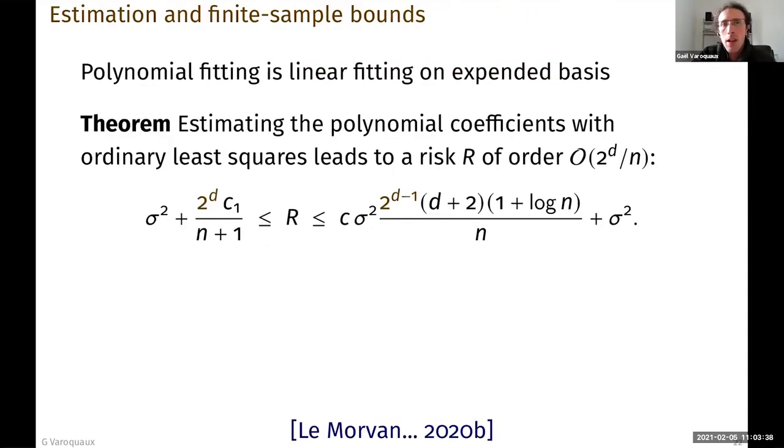This is a polynomial, and so I can fit it using a linear model on an expanded basis. If I do this and I use ordinary least squares, then unsurprisingly, I have a finite sample risk that's on the order of 2 to the power d divided by n. This tells me that I have a sample complexity with this procedure that scales with 2 to the power d. To guarantee a given estimation error, I need a number of samples that is on the order of magnitude of 2 to the power d, and that's related to the complexity of this expression. So this is bad news.